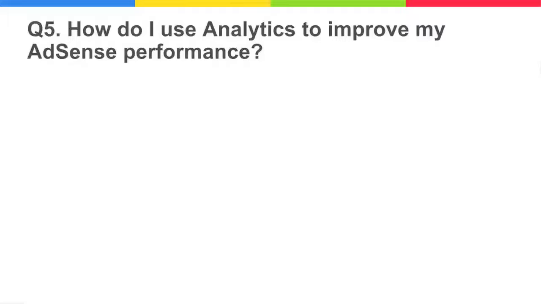So certainly there's a lot of additional data available to publishers after they've linked their account. And I suppose the next question really is, how do you best optimize use of that information? So how do I use analytics to improve my AdSense performance? That's a great question. This is the most asked question from publishers, but I want to focus on something else. We shouldn't be only focused on AdSense performance.